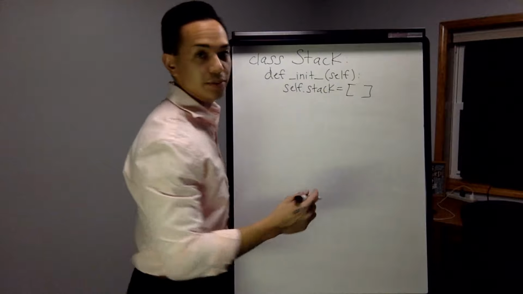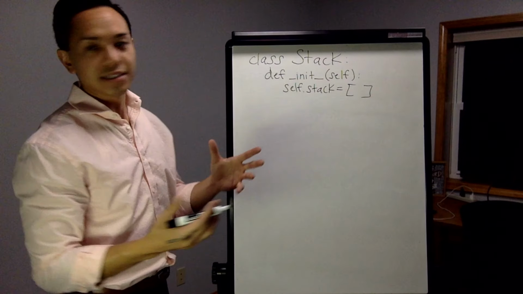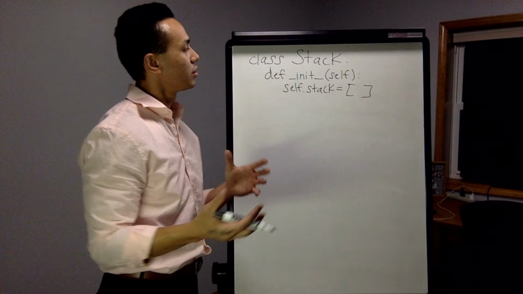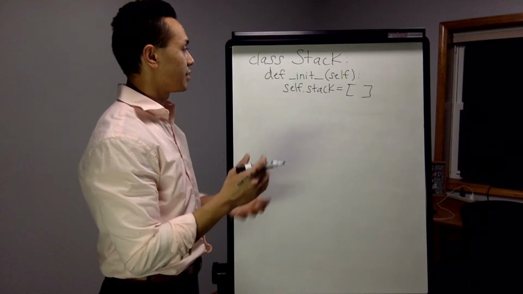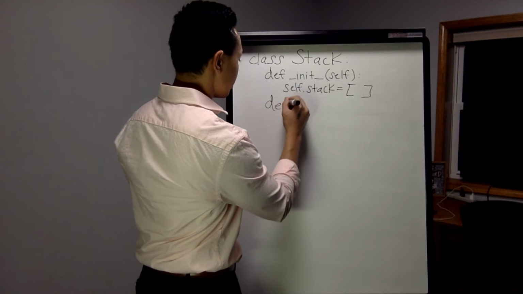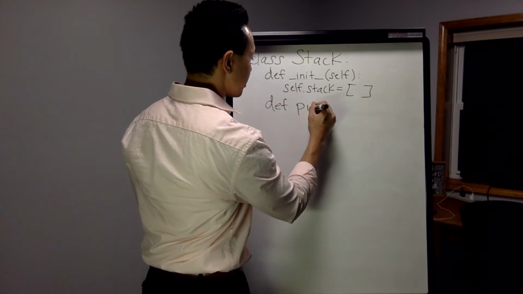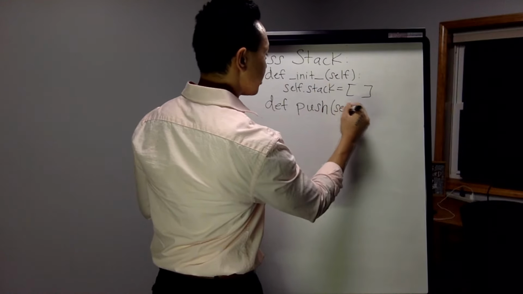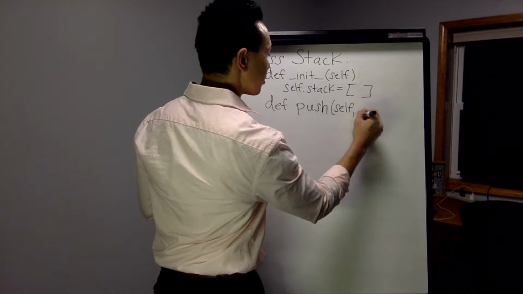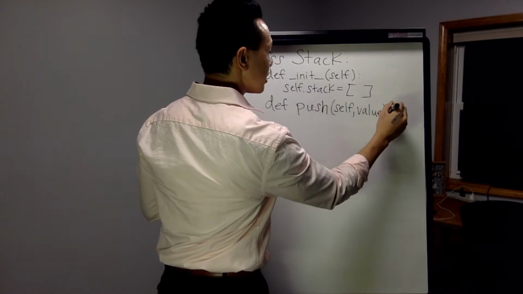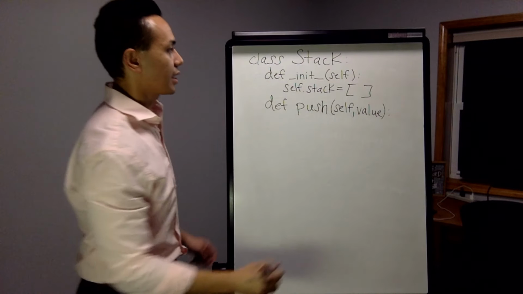All right, the next method. Now we want to add things to the stack. How do you think we do that? You can't use the enqueue method. That's how queues get things added to them. We need to use a different method. We are going to use the push method. And that's going to take in 2 parameters. The first parameter is self, second parameter is value. That's the value that you want to add to the stack.